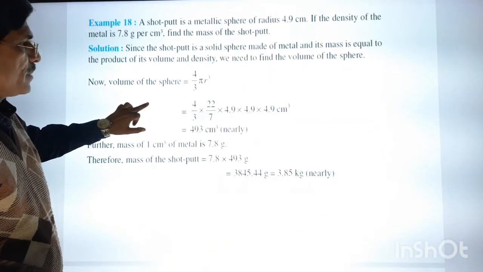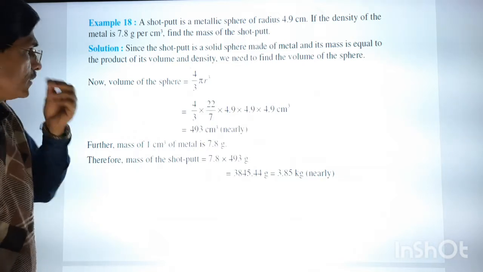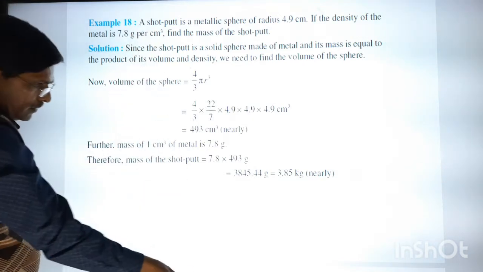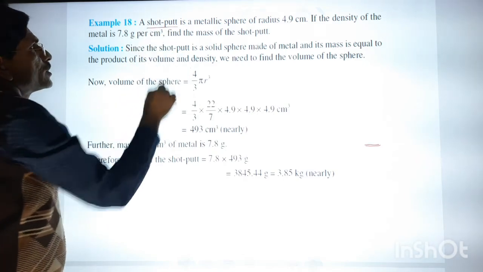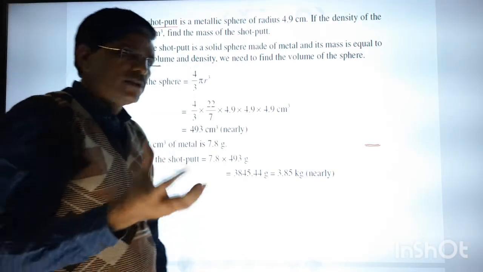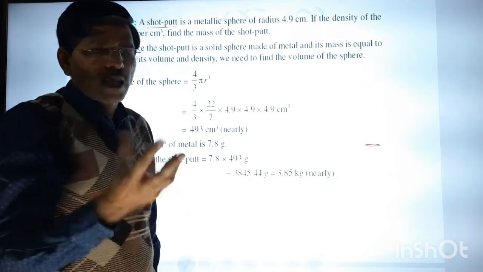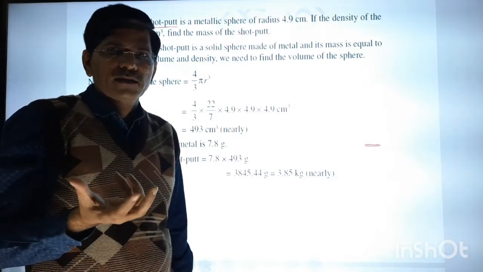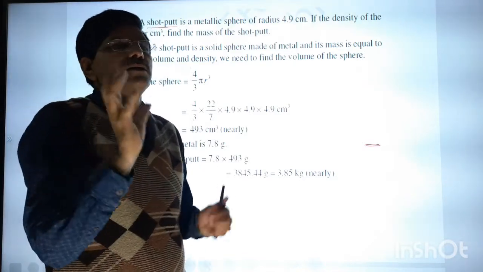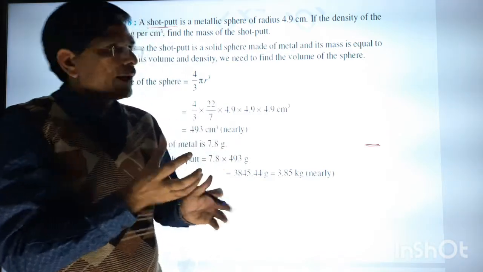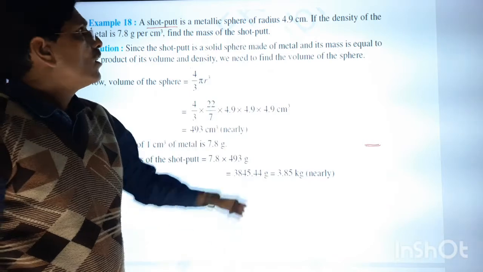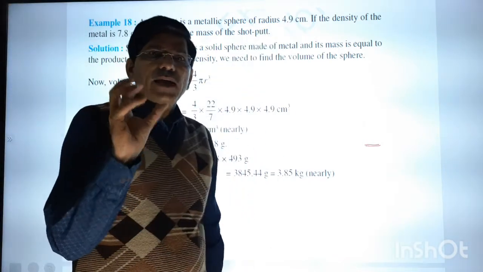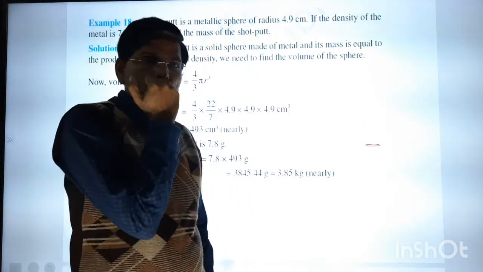Again, one more example is here. Question: a shot put. I think you have seen shot puts. It's one type of Olympic game. It's a type of sphere. If I want to throw it, that is a metallic sphere of radius 4.9 centimeter.